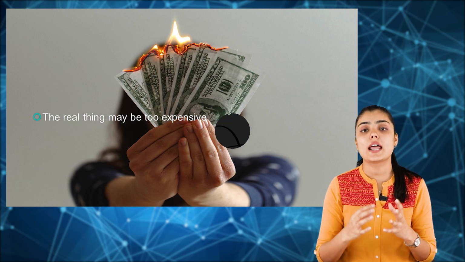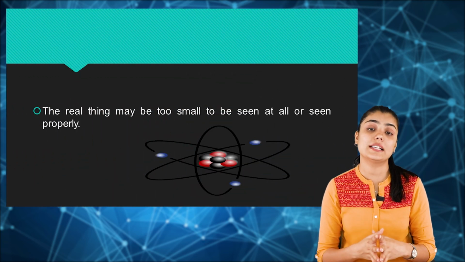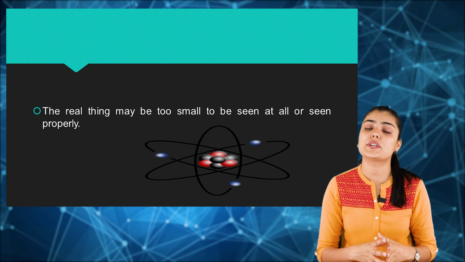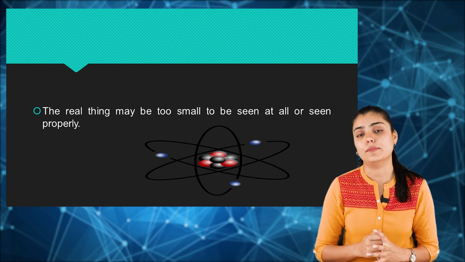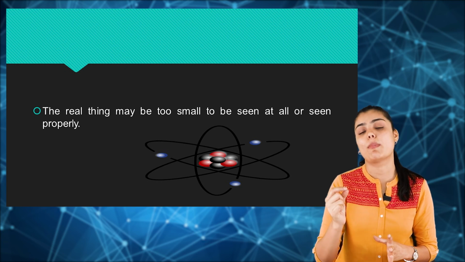Another purpose of using a model can be because the real objects are too small to be seen or cannot be seen. For example, when the students are taught about atoms.